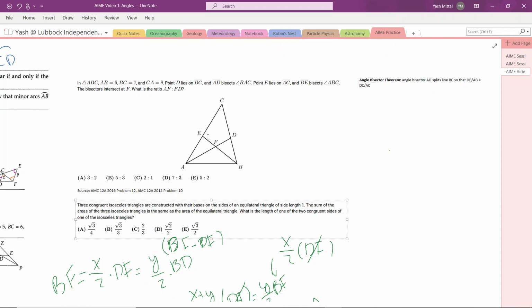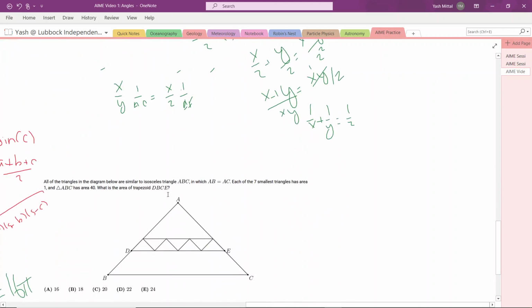AoPS will be your best friend in this case, since they have access to all AMC problems, and this is how I have access to these problems. So you can go search up AMC 12A 2016, go to problem 12, and try to solve it using the stuff here. And if you get stuck, use a solution. And it's the same thing here. The bottom here is AMC 12A 2014.